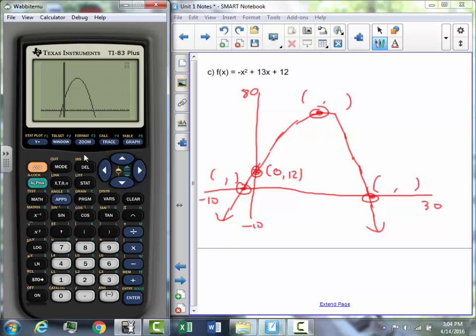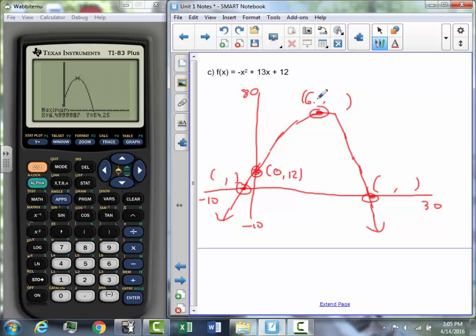I'll do the maximum point if someone else wants to work on the zeros, maybe. So the maximum tells me it's at, okay, so look at this one here. This one says it's at 6.499999. If you guys just want to take a quick peek at what my calculator shows you here. 6.49 repeating. 6.5, yeah. We'll call it 6.5.